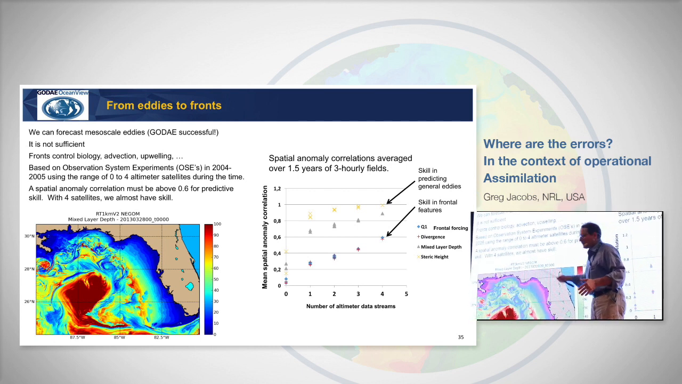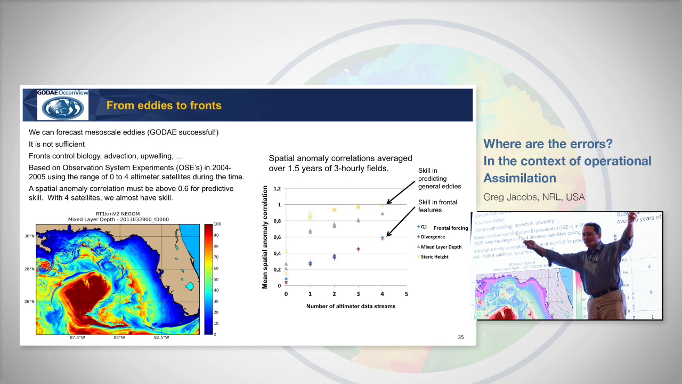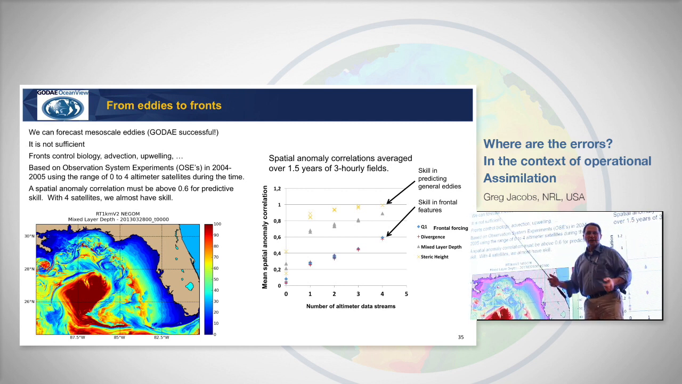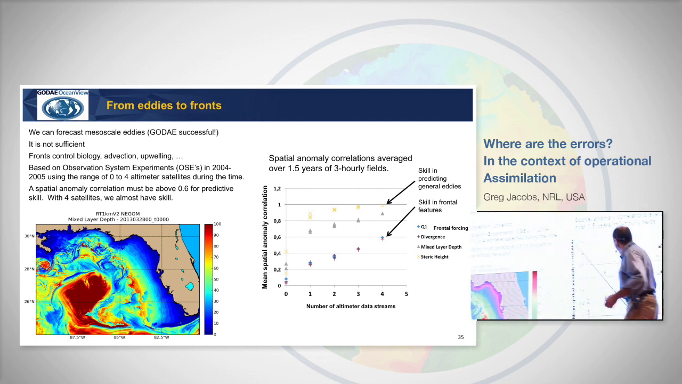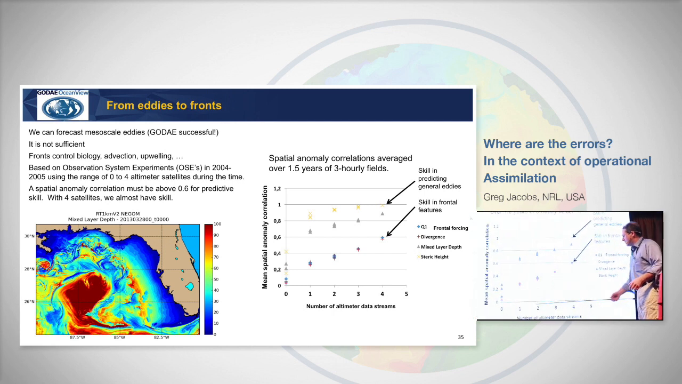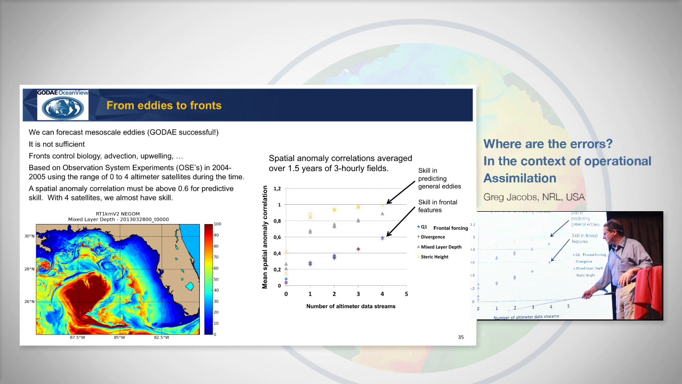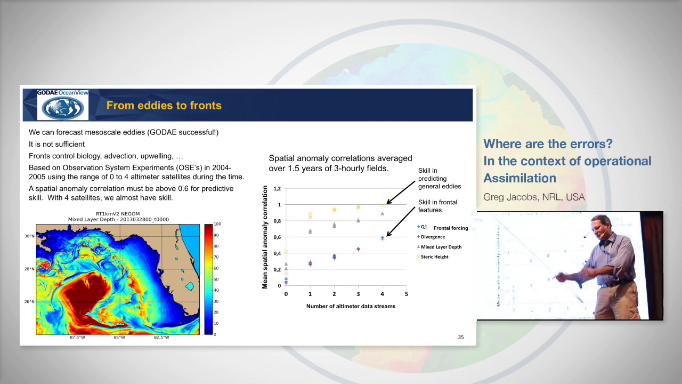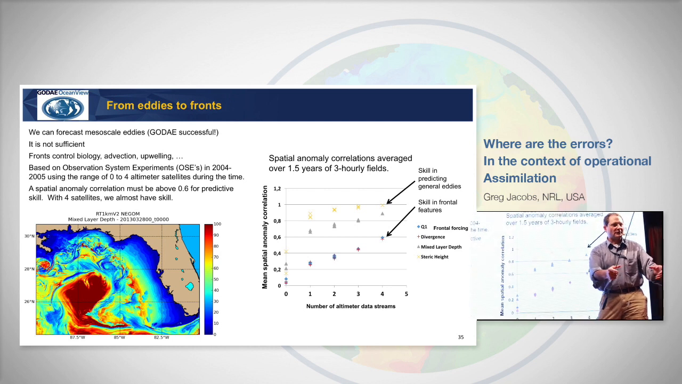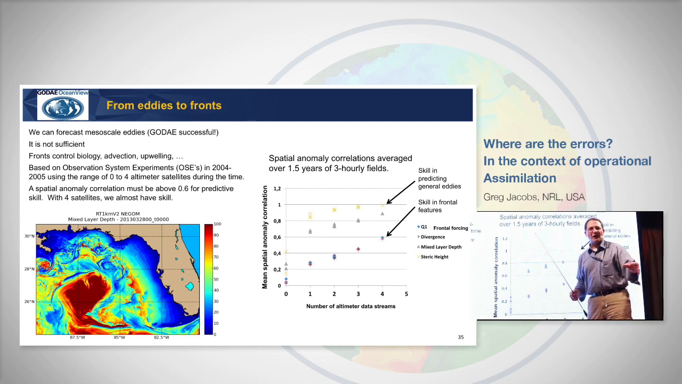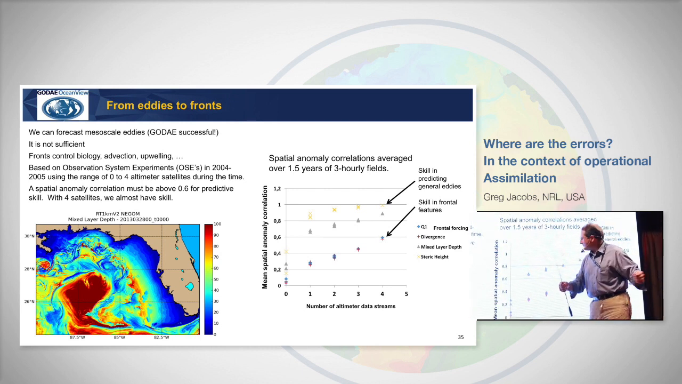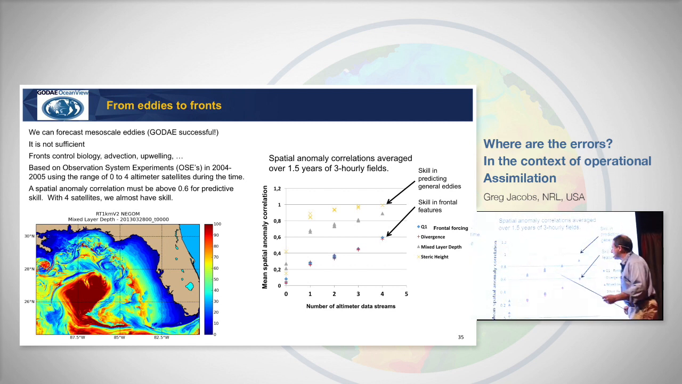And we set one experiment up where we assimilated everything and said, there, that's our best result. We'll call that nature. And then we went back and ran a whole lot of permutations of different combinations of satellite altimeters from none up to 4. And we were able to take those experiments back next to nature and say, okay, what's the spatial anomaly correlation of different properties averaged over time, and how do they compare?